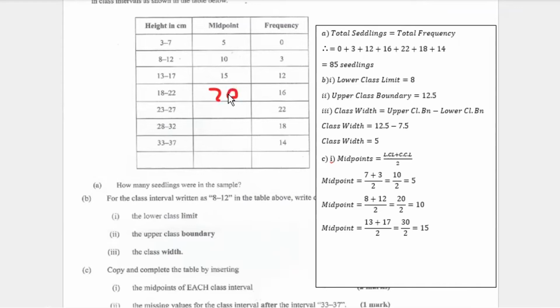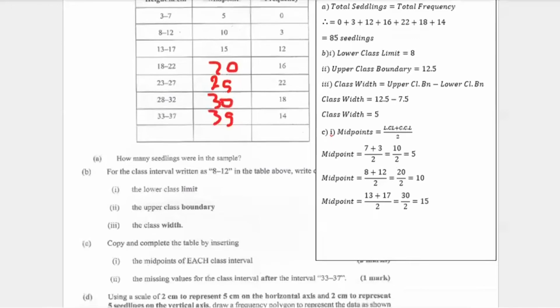Next we have 23 plus 27, and that will give us 50 divided by 2. That would be a midpoint of 25. Next we have 28 plus 32, that will give us 60 divided by 2, that will give us a midpoint of 30. And then next we have 33 plus 37, that will give us 70 divided by 2, and that will give us 35. So we've completed that.